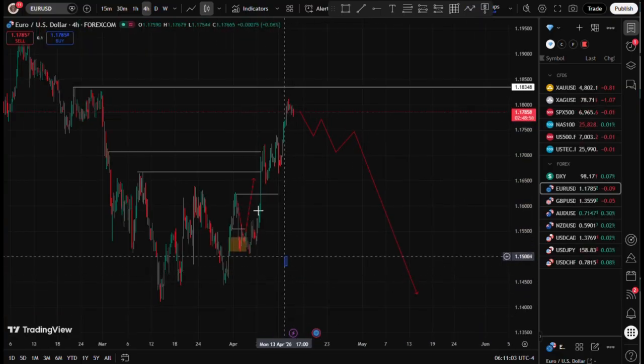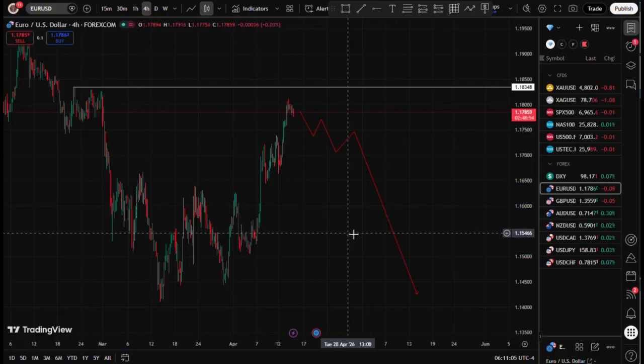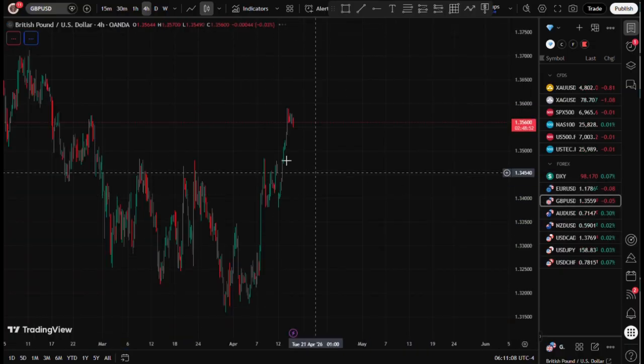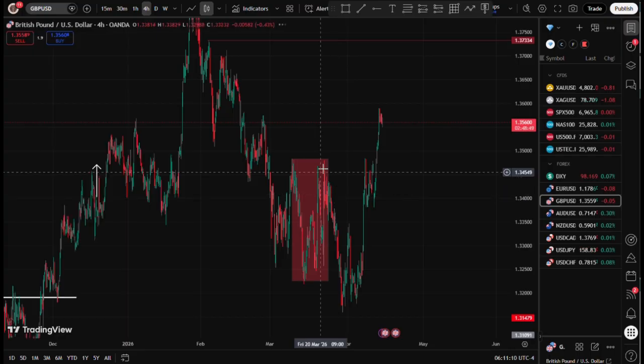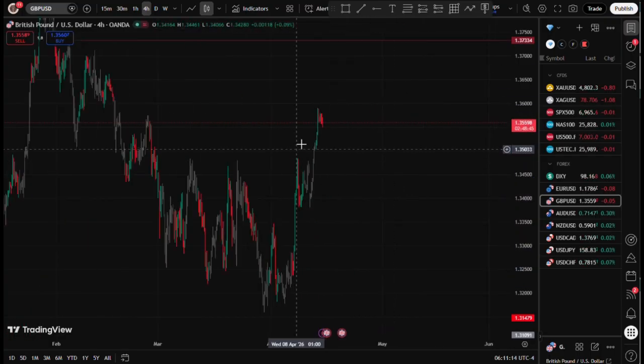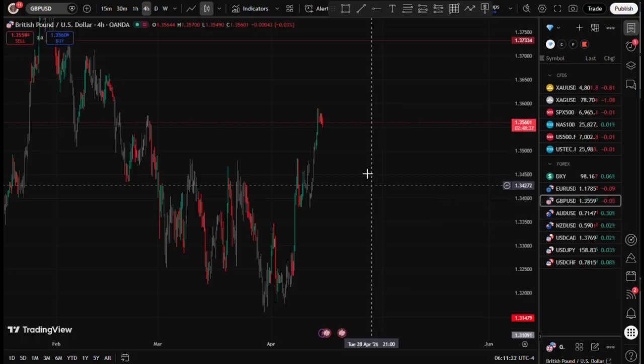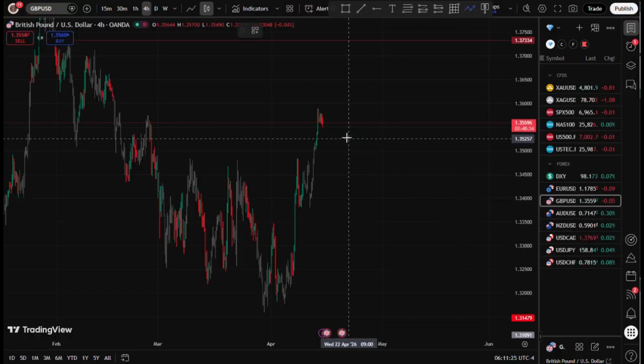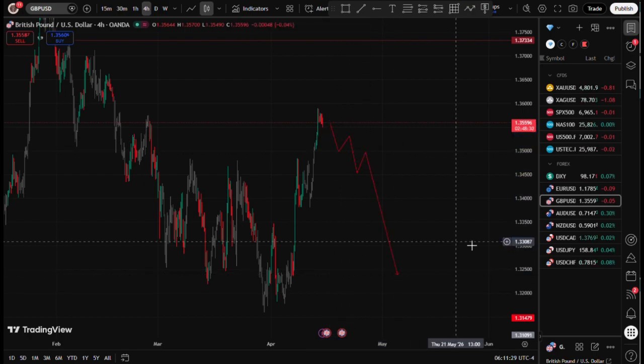The same case applies for GBP USD, because once we analyze and trade the DXY, we'll be doing the opposite for every foreign currency pair like Euro USD, GBP USD, AUD USD, and NZD USD. So on GBP USD, we are also expecting those bearish structures to start forming, and then we can participate.